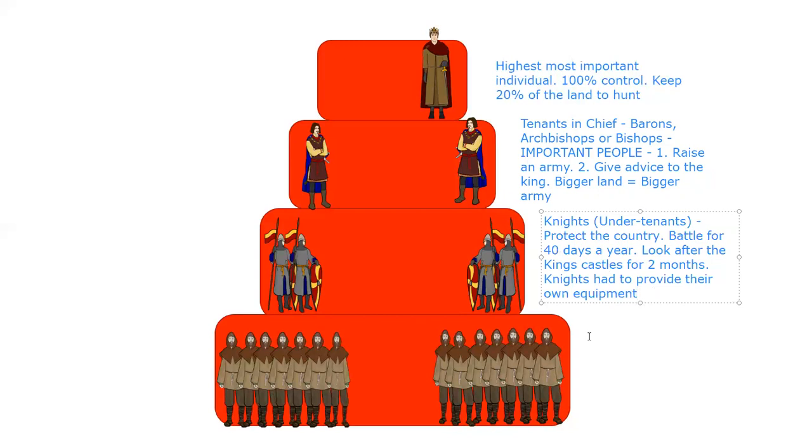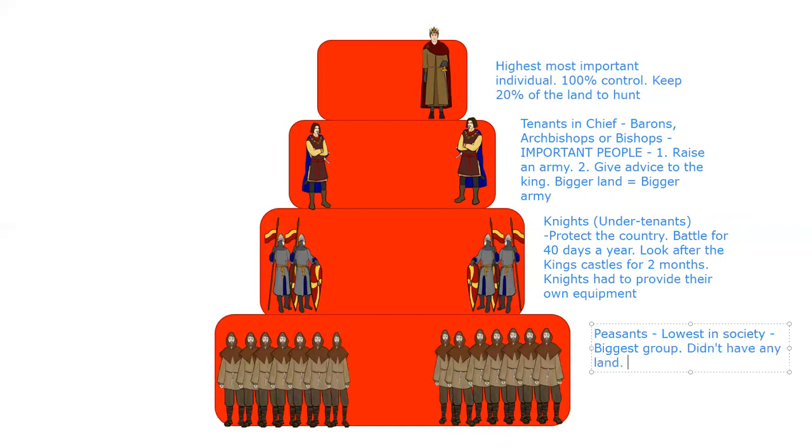And the last group, your peasants. Now, these were the lowest of the low, lowest in society, but they were the biggest group. Now, what they did was they didn't have any land. What they did, they were basically lent land by the knights, and in return, they had to work it. Very simple. Okay, now, if any of these groups didn't do what they were supposed to do, then they would have to forfeit their land.